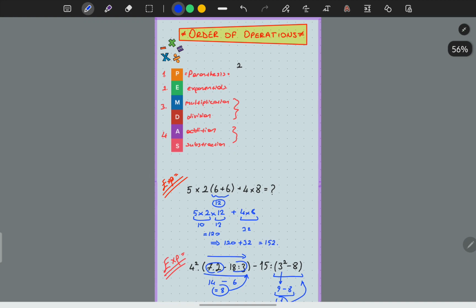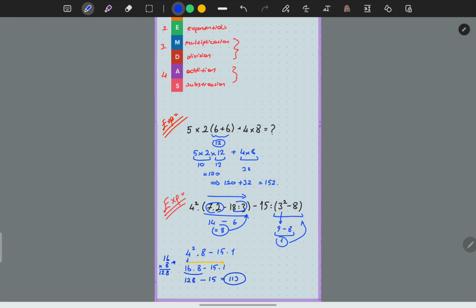Okay, what have we done so far? We mentioned the order of operations and we showed how to apply them. So I hope this is helpful, and see you soon.